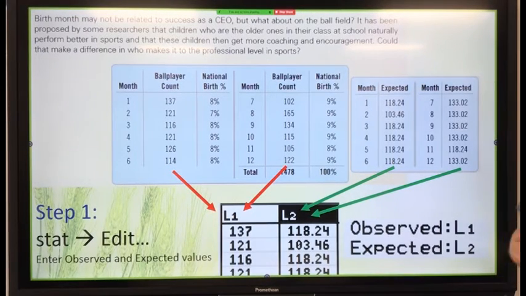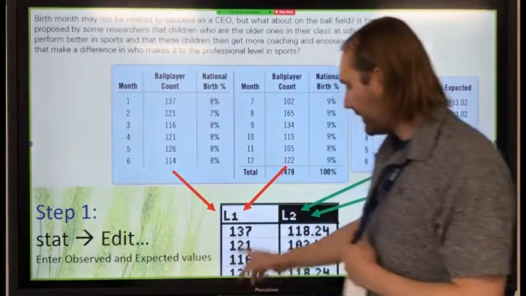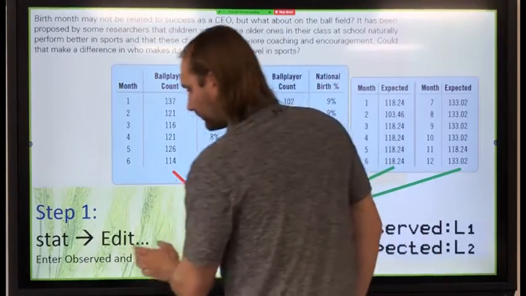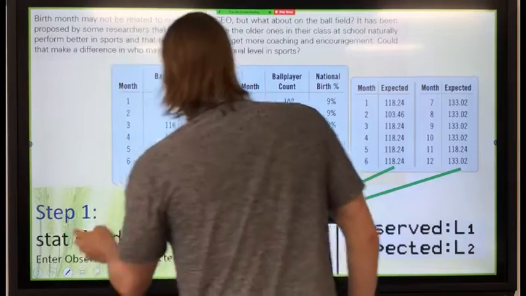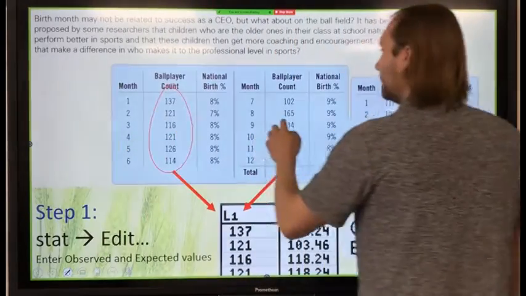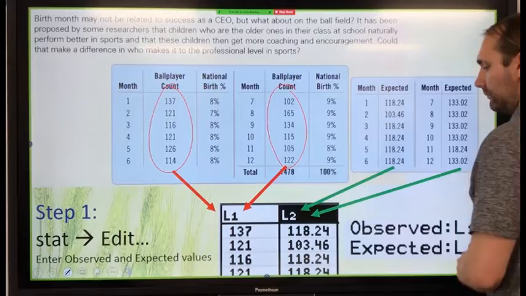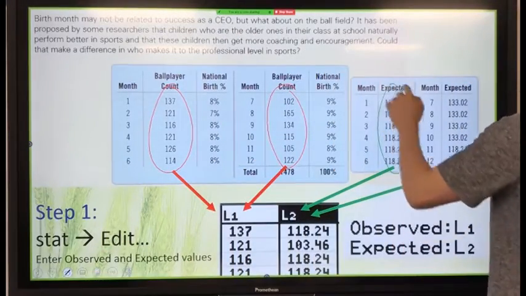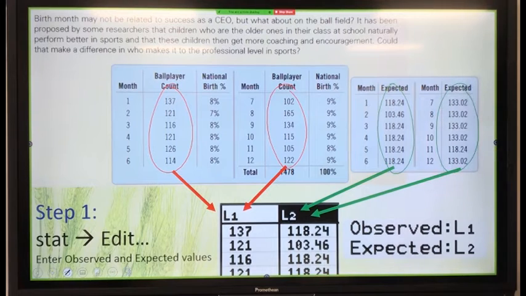Now what we're going to do is enter both of these values into our calculator. So go step 1, stats, edit, and enter the observed values in L1 and the expected values in L2. So everything here goes into L1. And then these values will go into L2. L1 is your observed counts, L2 is your expected values.